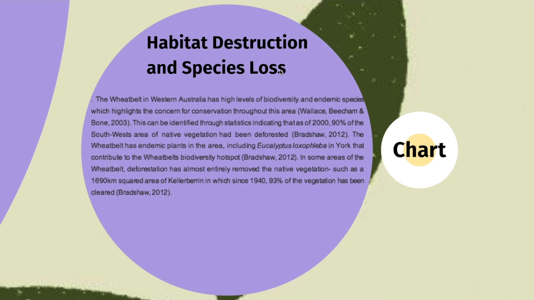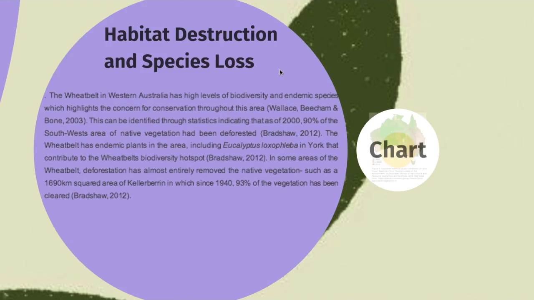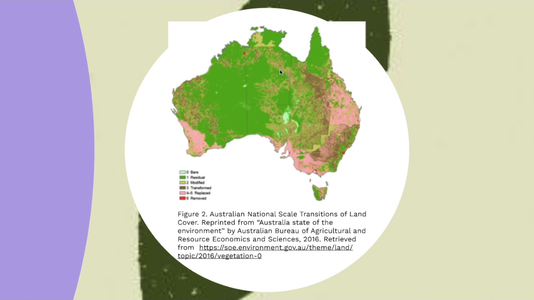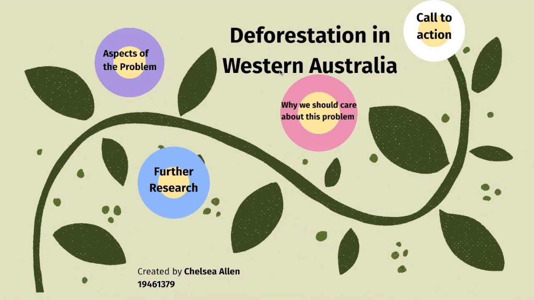Deforestation of native vegetation can remove large areas of natural habitat and species due to land being altered to suit agricultural purposes. The wheatbelt in Western Australia has high levels of biodiversity and endemic species, which highlights the concern for conservation throughout this area. This statistic shows the national scale transitions of land cover, which shows that in Western Australia, land is predominantly replaced or removed.